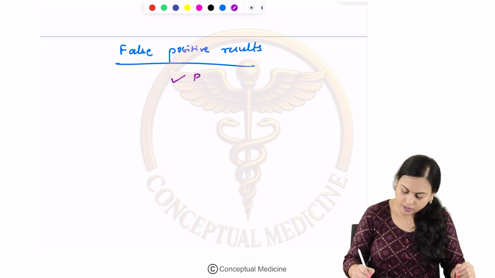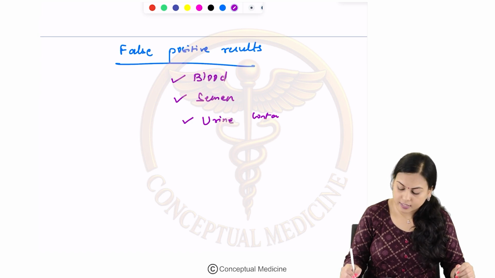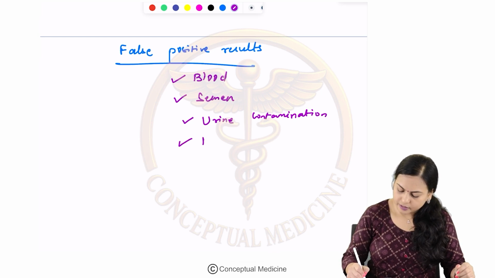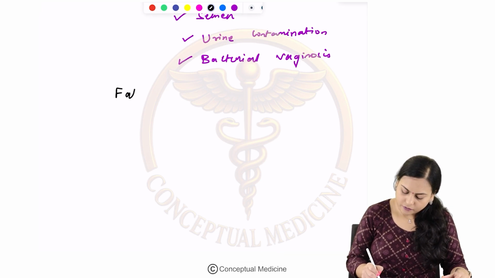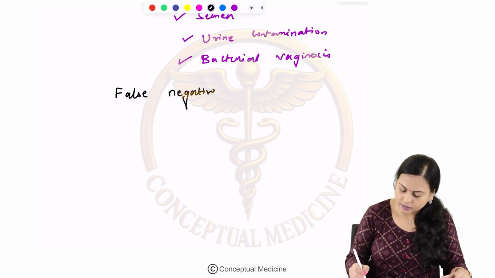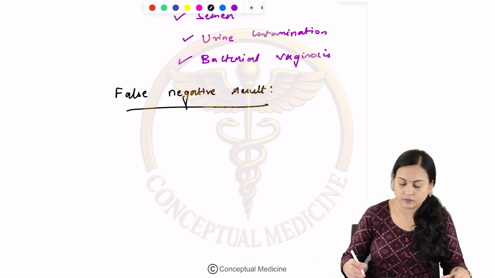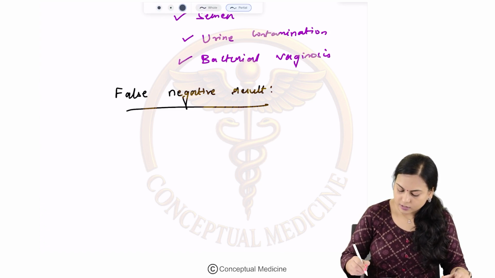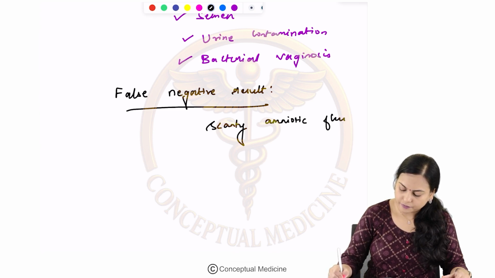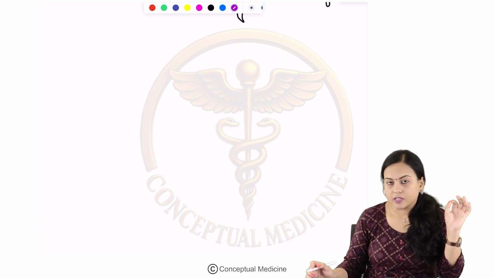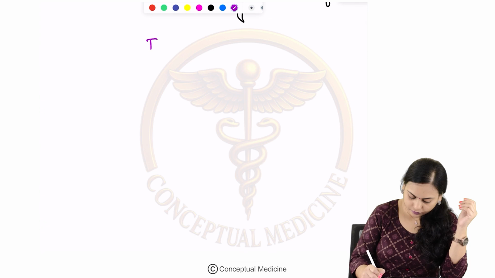Sometimes with this test there are chances of false positive results. The conditions which can cause false positive results include the presence of blood, semen, urine contamination, or bacterial vaginosis. A false negative result is also possible, seen when there is scanty amniotic fluid. Clear?